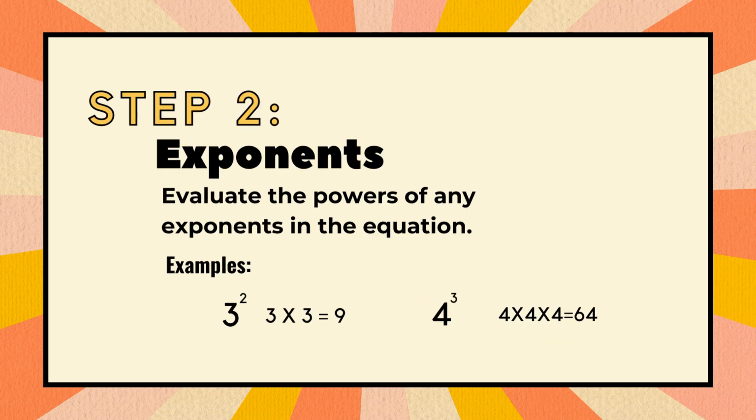Step 2. Exponents. Evaluate the powers of any exponents in the equation. Examples: 3 squared is equal to 3 multiplied by 3, which is equal to 9. 4 cubed is equal to 4 multiplied by 4 multiplied by 4, which is equal to 64.